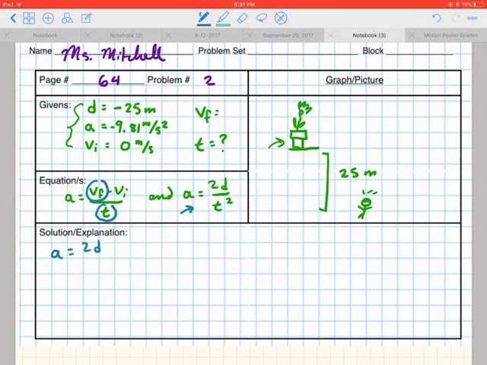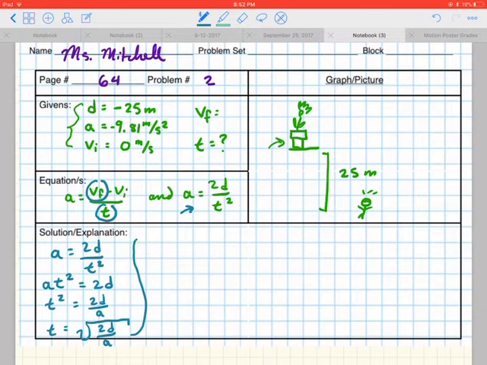a equals 2d over time squared. My acceleration equals 2 times the distance over time squared. And I'm just going to rearrange it. I'm solving for time, so I want to get it out of the bottom. Got to be strong on your algebra here. And then to get time by itself, t squared equals 2d over a. And then finally, t equals the square root of 2d over a. All right, and then I'm going to come up here to save space and just plug in my values.